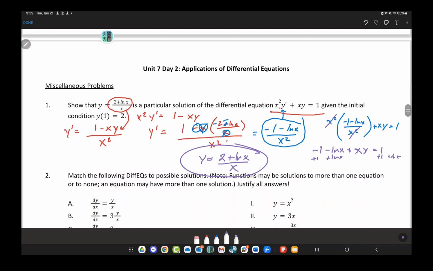Let's see what happens. If y(1) is 2, let's plug in 1 for x. What do we get? If I plug in 1 for x, I get 2, right? Wait, I didn't realize those were the same. So y equals 2 plus natural log of 1 over 1. Well, natural log of 1 is 0. So y equals 2. So when x is 1, y is 2. Is that correct? Yeah. So you just use it to check your work.